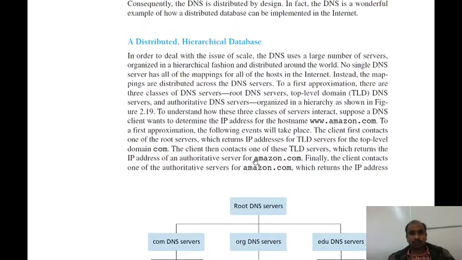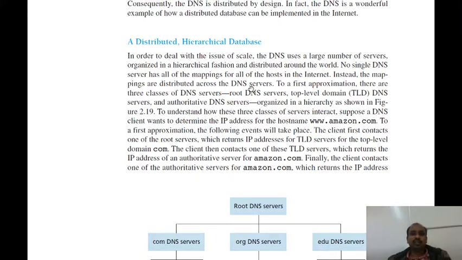Okay, now coming to this, a distributed hierarchical database. In the last video you studied that the centralized DNS server will not be much helpful for us. So we have come across a distributed hierarchical database. Now in this kind of DNS, there is no single DNS server concept. Instead, DNS servers are distributed in several hierarchies.